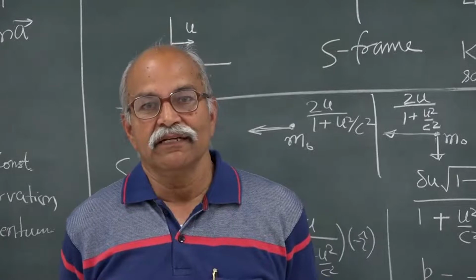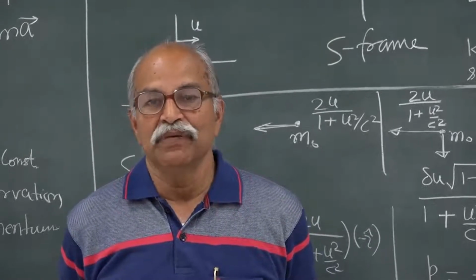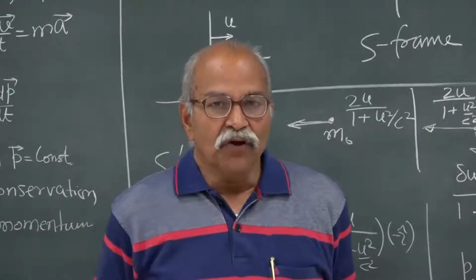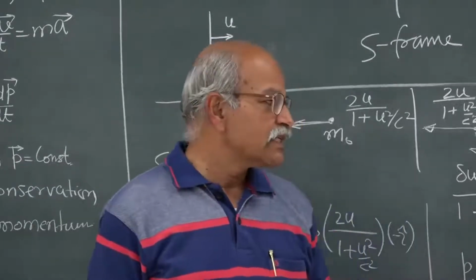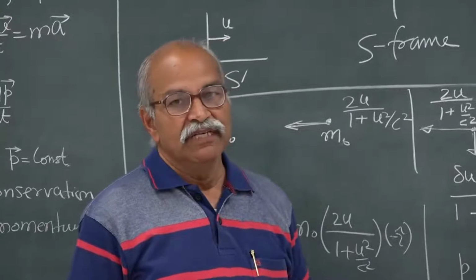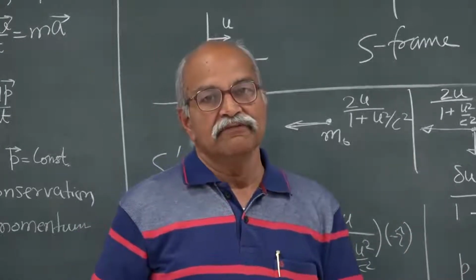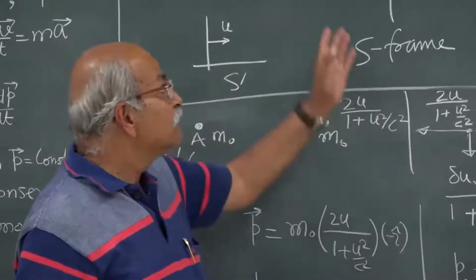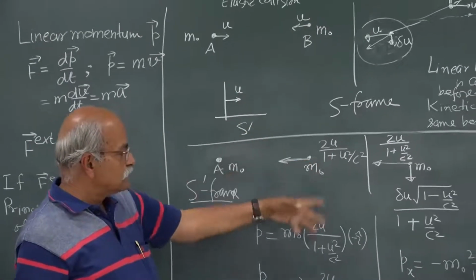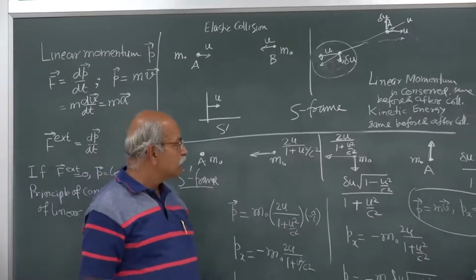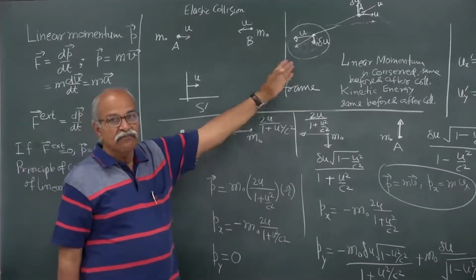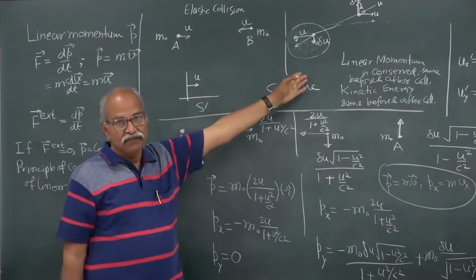So, we had seen that the usual definition p equal to mass times velocity does not work well with Lorentz transformation. We took a simple example of elastic collision between two particles of equal mass, and then we solved all these equations, and we found that in S frame the linear momentum is same before the collision, after the collision.